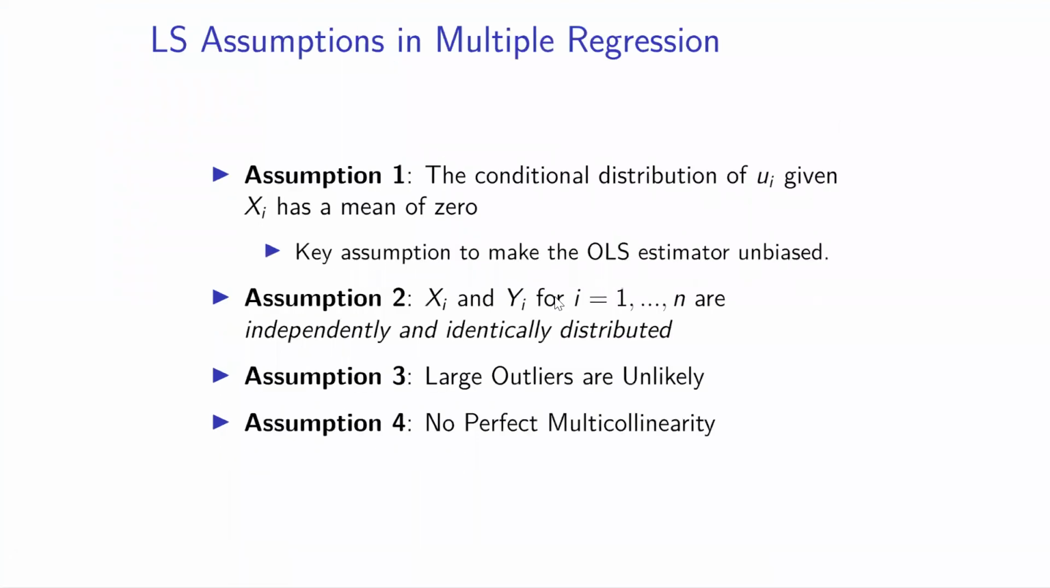The least squares assumptions for multiple regressions are, for the most part, the same as the least squares assumptions for one variable regression, except for assumption 4. Let's quickly review what each of these assumptions says.